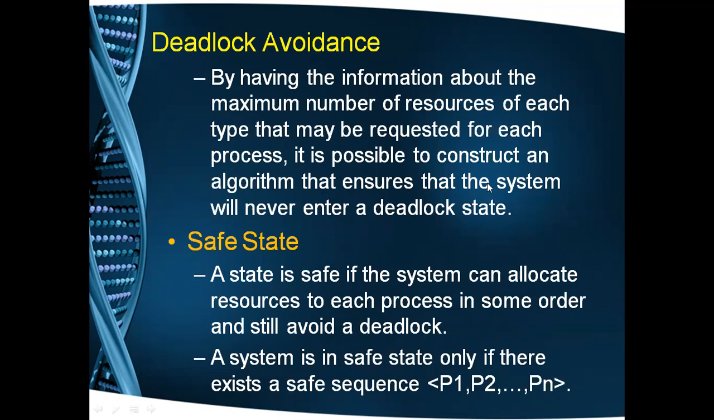That is called deadlock avoidance. By having all the details, we can create an algorithm. From that algorithm, we can tell the system will not go into a deadlock state. Okay. Under that, first we are going to see safe state.